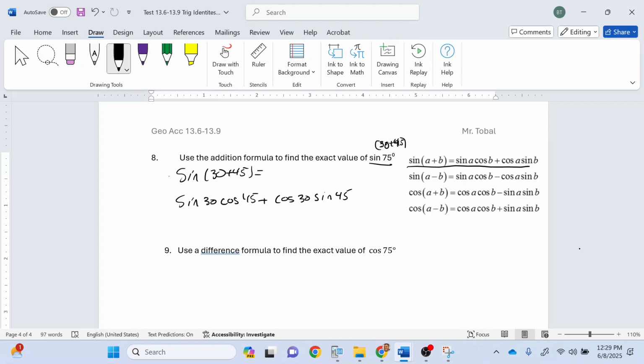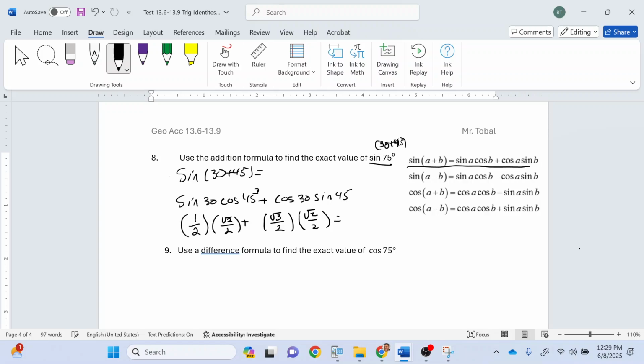Well, sine of 30, if you know your unit circle, hopefully like I do, which is probably sometimes mistaken, but you can always catch your mistakes. 30 is the short one, so it is going to be one half times cosine 45 degrees. Good thing about 45 degrees, sine and cosine are the same. So root 2 over 2, plus cosine of 30, which is again the long one, so that's going to be root 3 over 2, times sine 45, which is root 2 over 2.